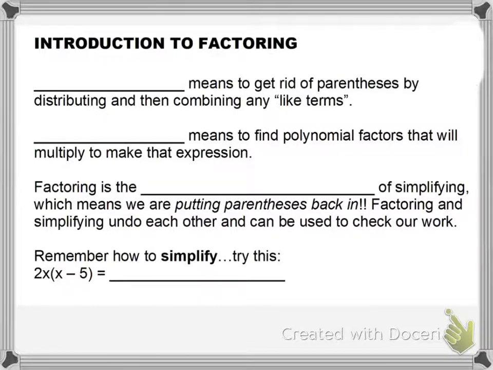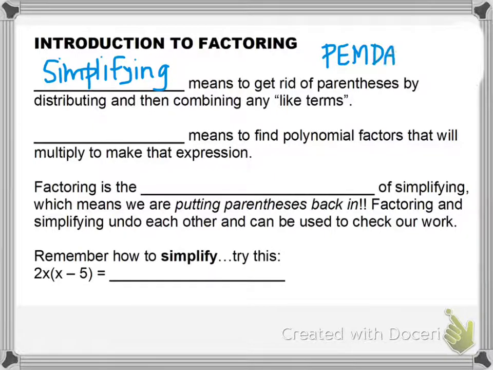So, the first blank we have here: what does it mean when we get rid of parentheses by distributing and then combining any like terms? This is called simplifying. And you guys have been simplifying for a long time. Your brains naturally want to simplify things when you see them. We simplify through a process called PEMDAS. This helps us remember the order of operations: parentheses, exponents, multiply, divide, add, subtract.